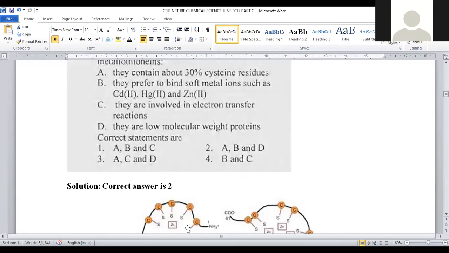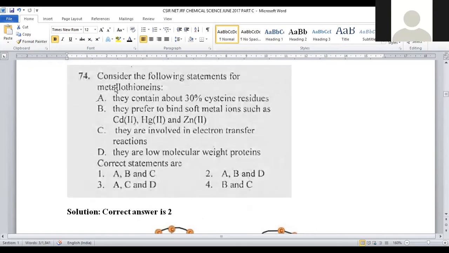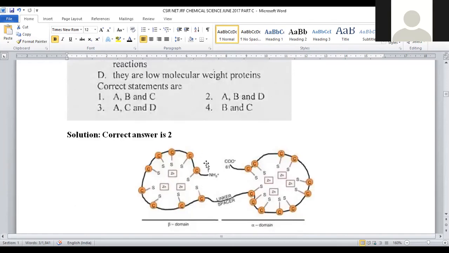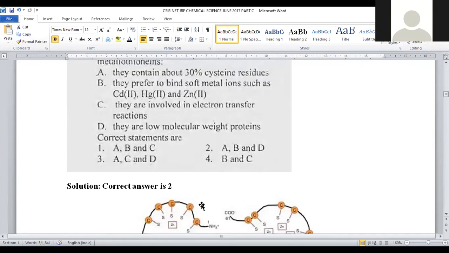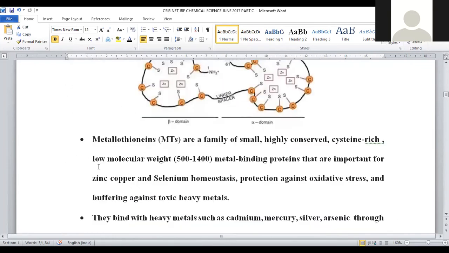Question number 74. Consider the following statements for metallothioneins. These metallothioneins exhibit such a kind of structure. Thionine stands for sulfur moieties, which are associated with this one. These are used to capture soft metals. The main function of these metallothioneins is to capture the soft metals.